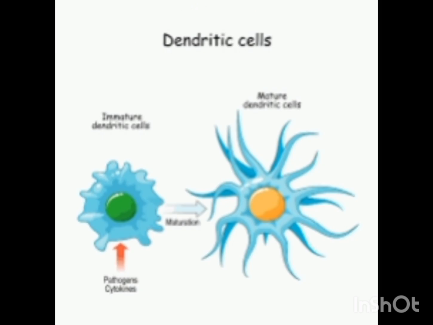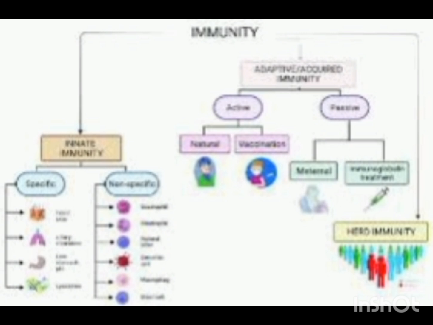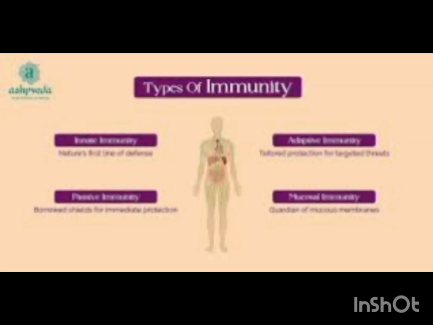Starting with the types of immunity, there are two types: innate immunity and adaptive or acquired immunity. There are various types, as you can see in this flow chart.